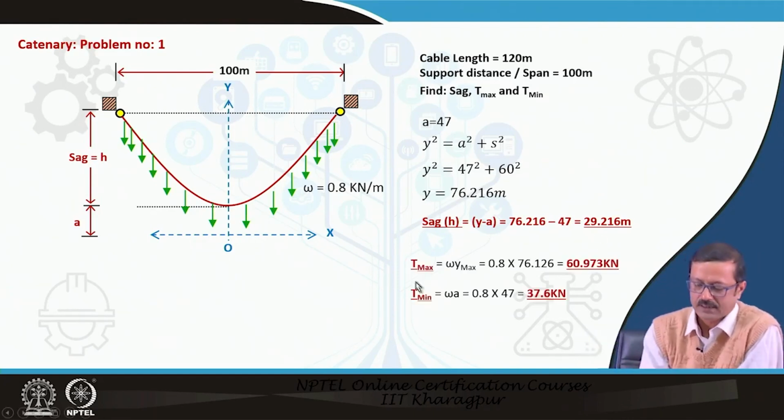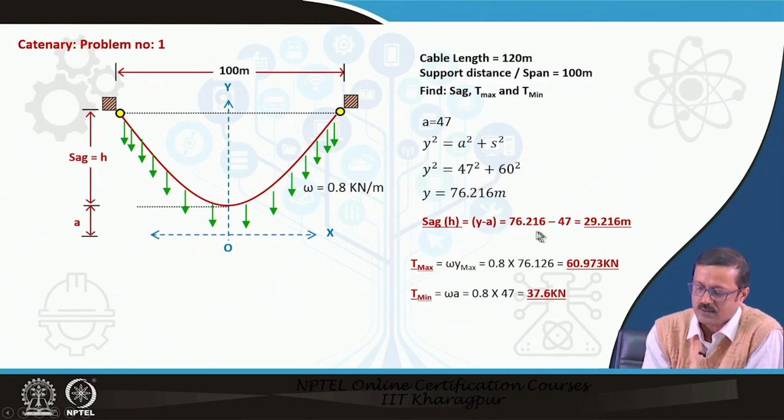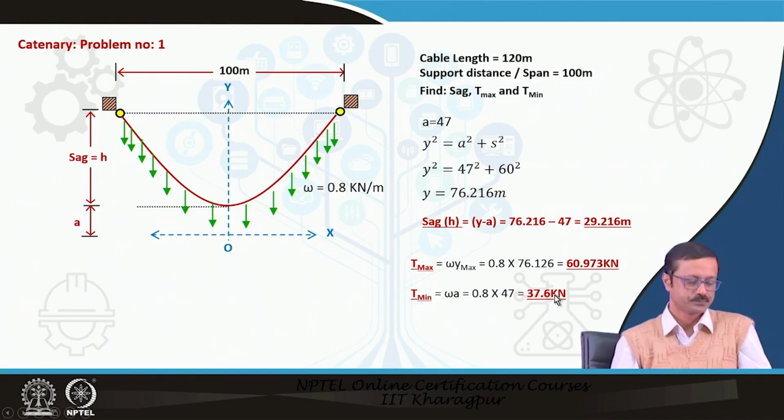Similarly, I can find out T max as omega, that is 0.8, into y max, which is 76.216, and T min equal to omega into a, that is 0.8 into 47, that is 37.6 kilonewton.